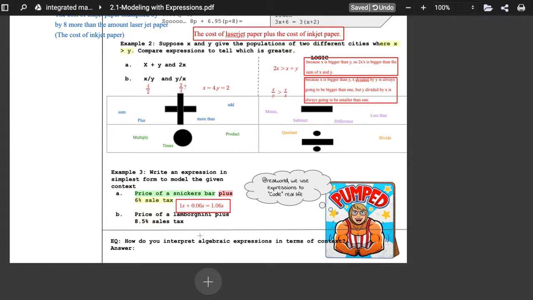The next one, we're looking at the price of a Lamborghini plus an 8.5% sales tax. So really, we're doing the exact same thing. I want you to see if you can do this by yourself. Pause the video if you want to, and then I will take a look at it. So price of a Lamborghini plus 8.5% sales tax.